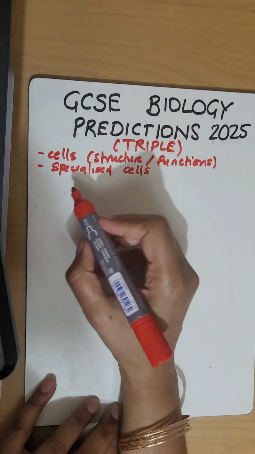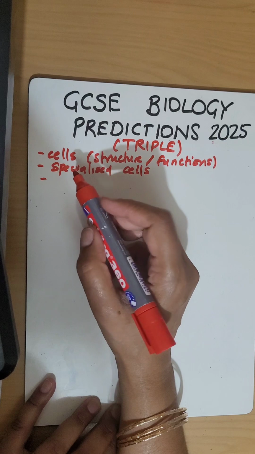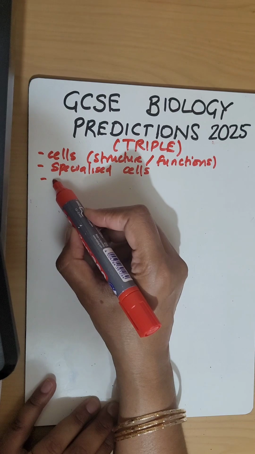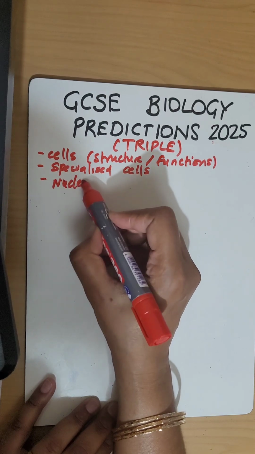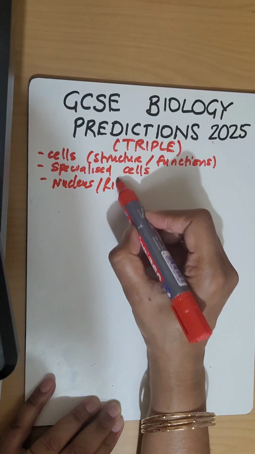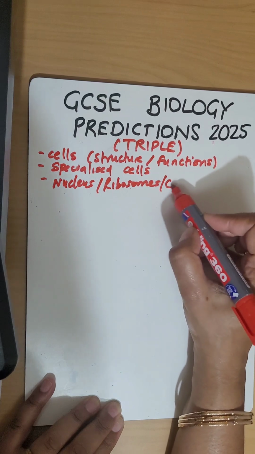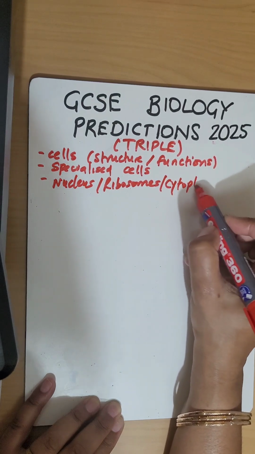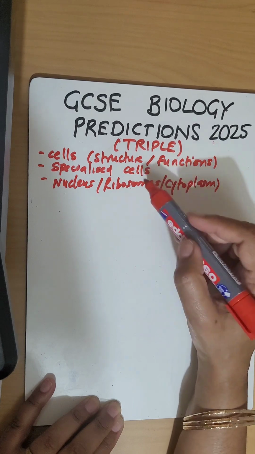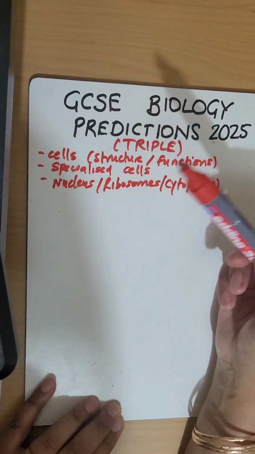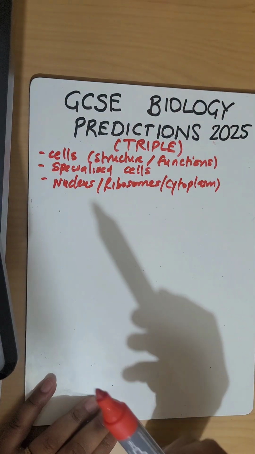The other topic linked to the cells is also knowing the function of the organelles. So the organelles we're looking at are the nucleus, ribosomes, and cytoplasm. Make sure you are aware of their functions, and don't say the nucleus is the brain of the cell. Their job is to make sure everything is controlled.